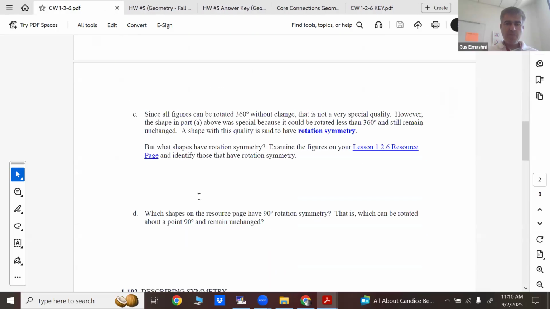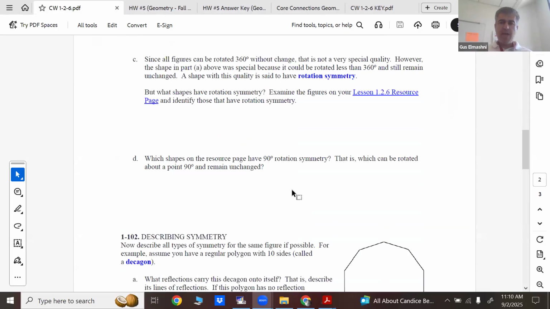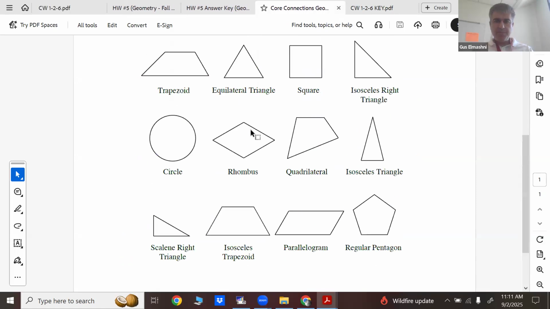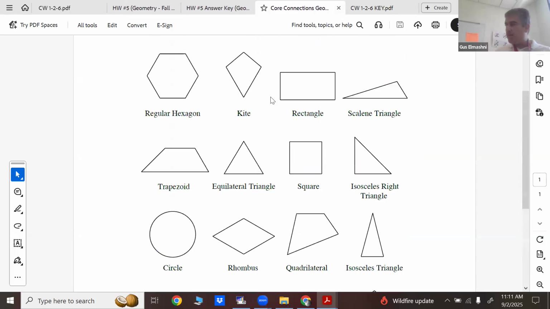Yep, here we go. So go and try part C and D. Now you understand what rotation symmetry means. Give it a try. I'll pull up the reference sheet as well, to help you out a little bit.